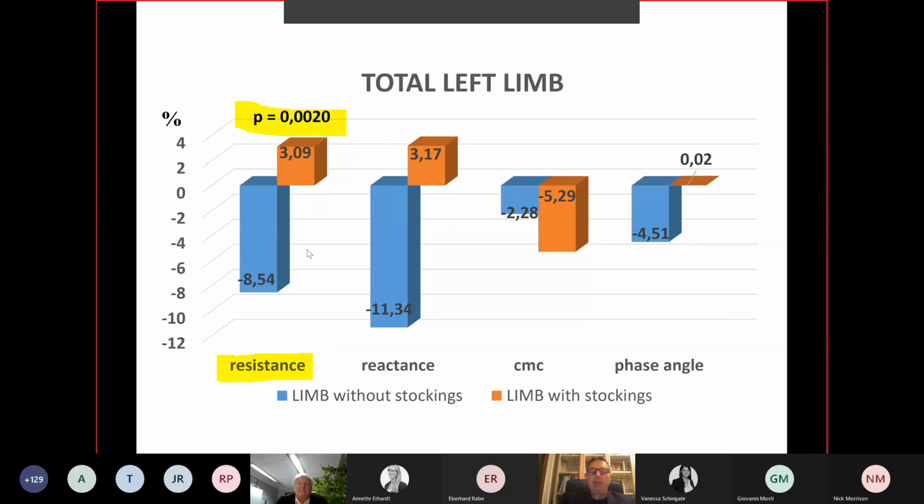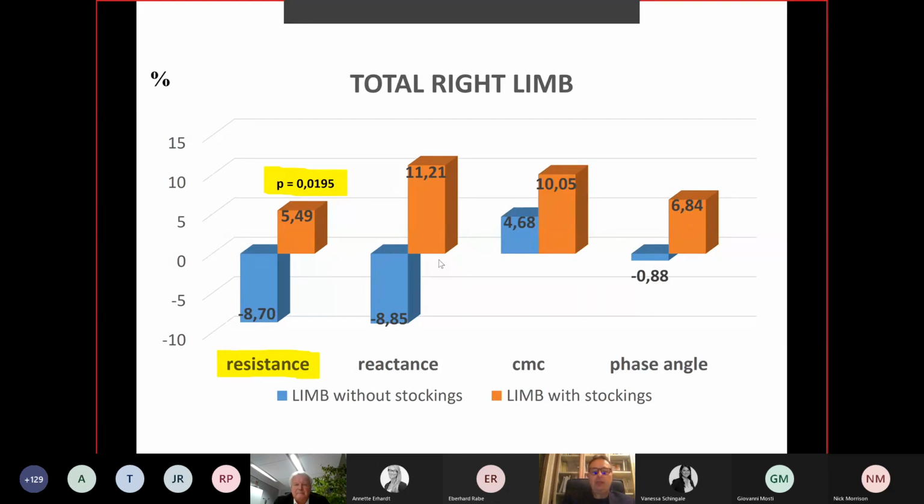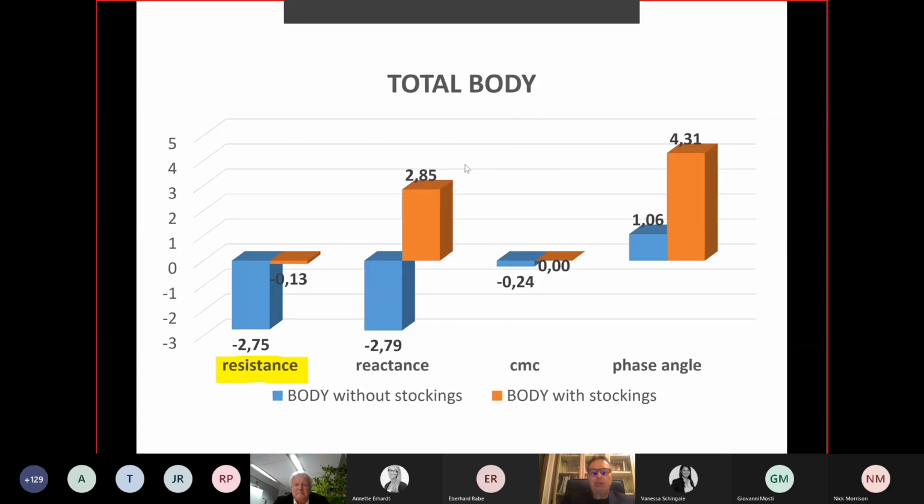Very briefly, again, you can see a little improvement if you investigate these patients the first day without stockings and the second day with class 1 stockings: you have an improvement of resistance in the total limb, an improvement of reactance, and an improvement of cell membrane capacitance. That was the case for the right and for the left leg. So using the stockings gives you improved values of bioimpedance. And again, that was true also for the total limb. What is interesting, going to the very end, is that the resistance of the total body also improved a little bit when you have stockings on your limb.